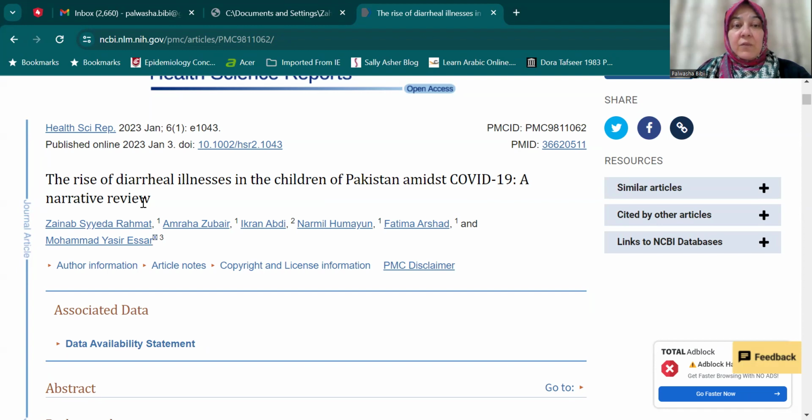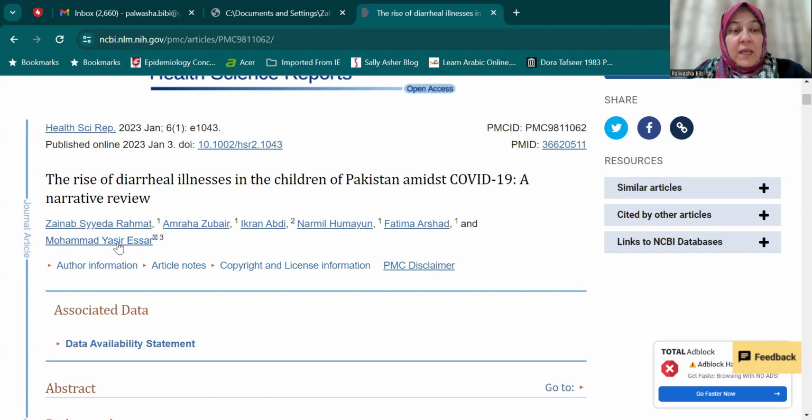And this is a narrative review. This is not an actual research. It's a narrative review, which means that many researches were done, and these authors have compiled those researches here to tell you whether there is a rise of diarrheal illness in children during the COVID-19 pandemic. See, you have to read every line. The problem is not the access. The problem is knowing how to read and what to read and how to know whether an article is useful for you.